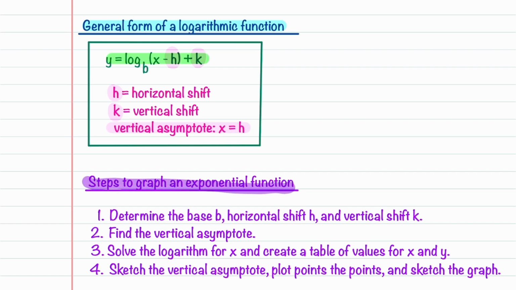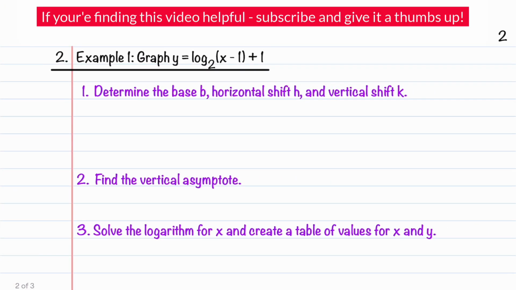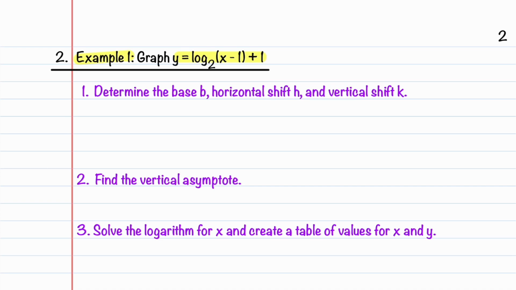I've written down 4 steps that we can follow to graph any logarithmic function, and we'll go through these steps one by one as we walk through our example problems. Let's now go over 2 examples. In our first example, we are going to be graphing y is equal to log base 2 of x minus 1 plus 1. A good place to start when graphing these types of functions is to write down the general form. That general form looks like y is equal to log base b of x minus h plus k.